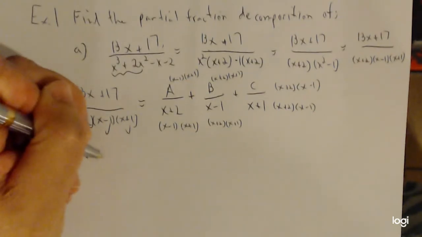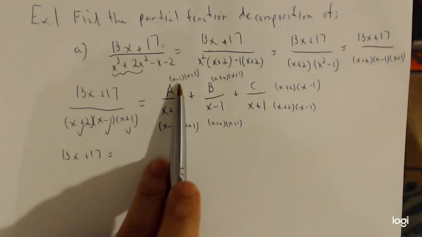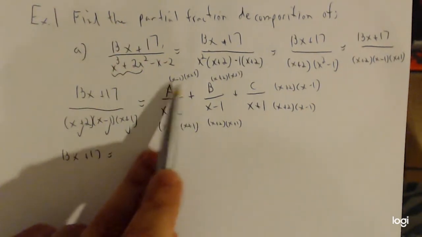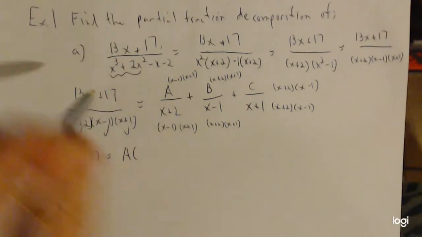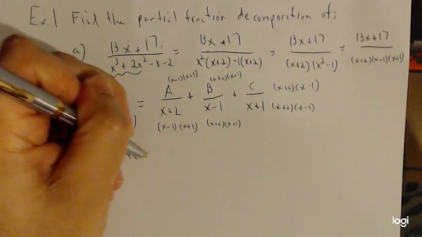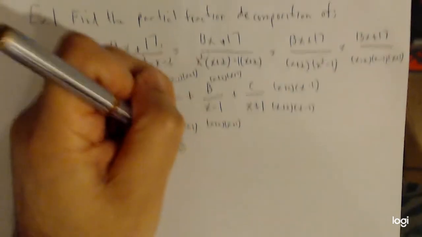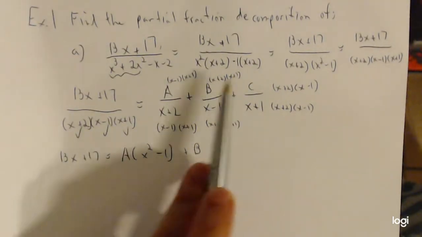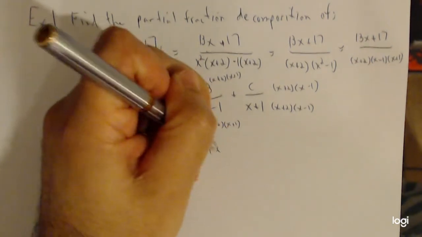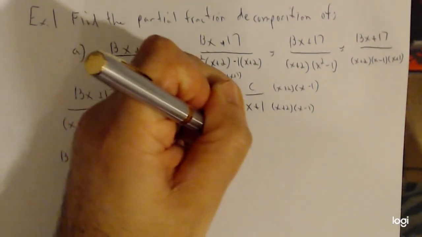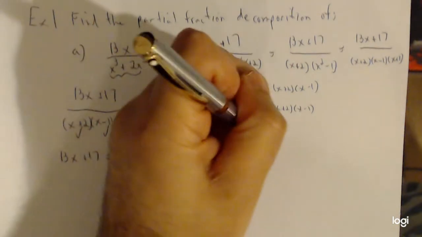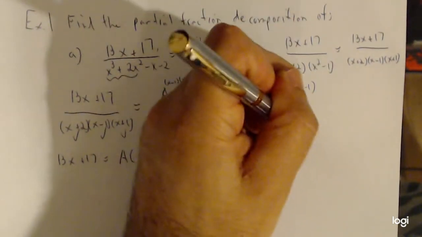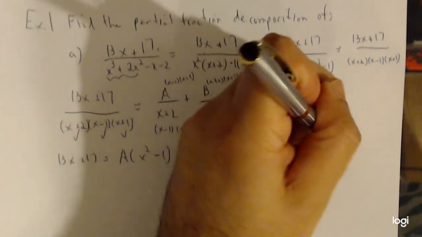So what do we know? 13x plus 17 equals, what happens if I multiply this out? x minus 1 times x plus 1, and I'm going to distribute the a as well. So that'll be a times x squared minus 1, plus b times, what's x plus 2 times x plus 1? That'll be x squared plus 3x plus 2. And then plus c times, what's x plus 2 times x minus 1? That's x squared plus x minus 2.